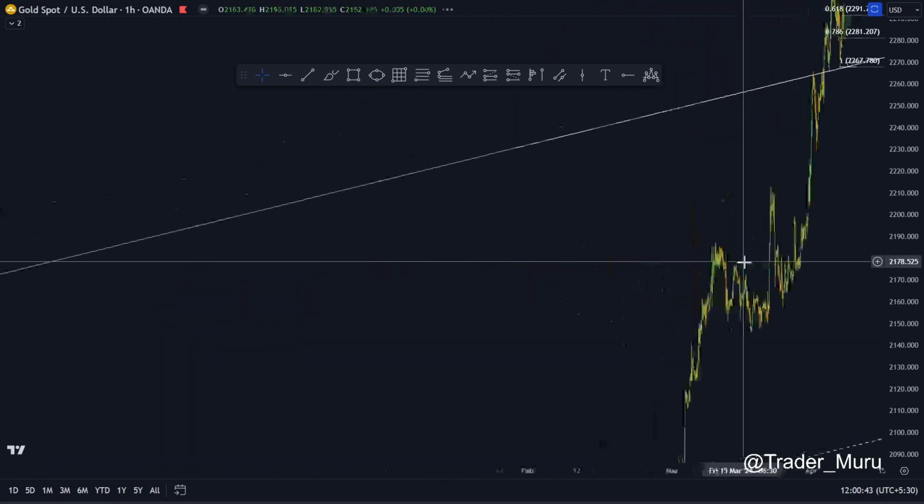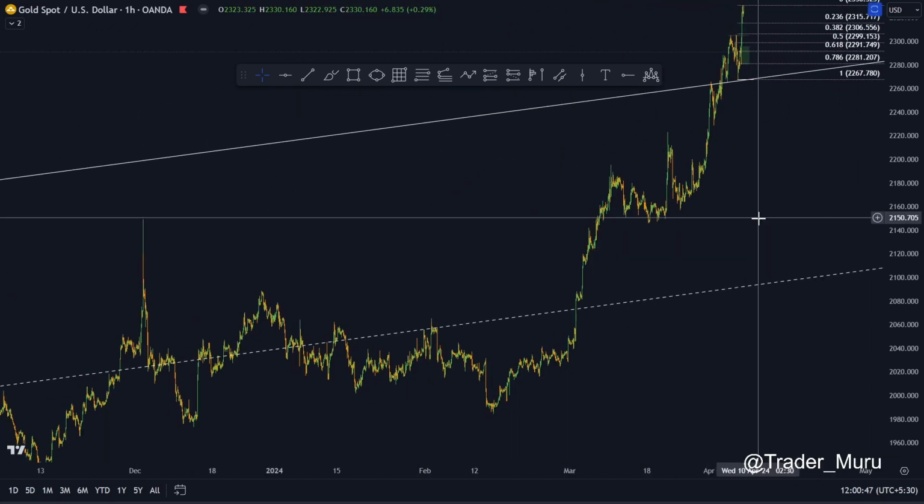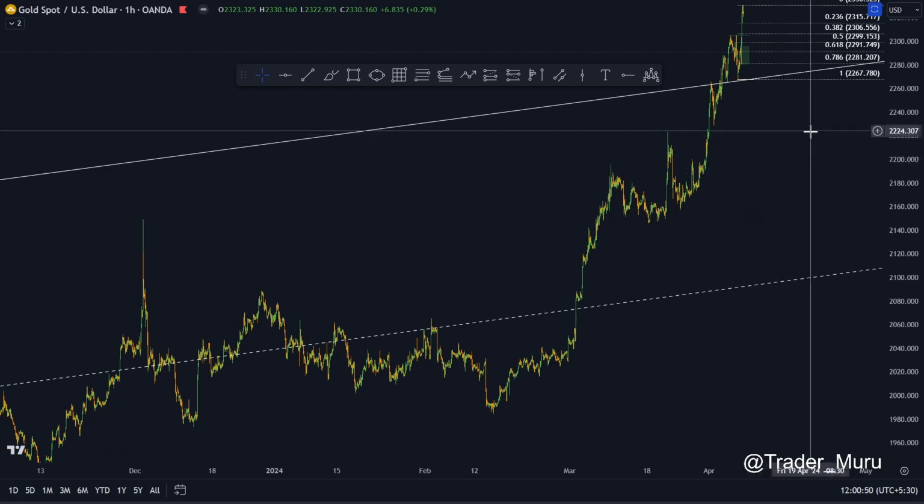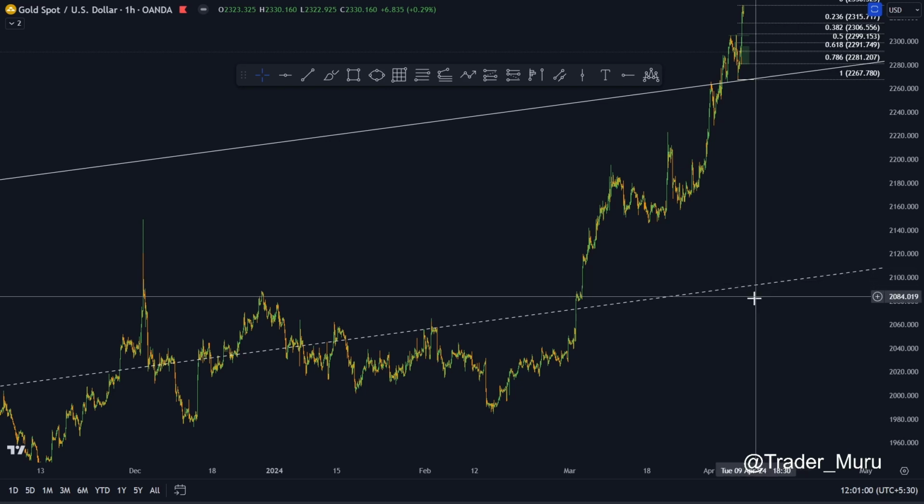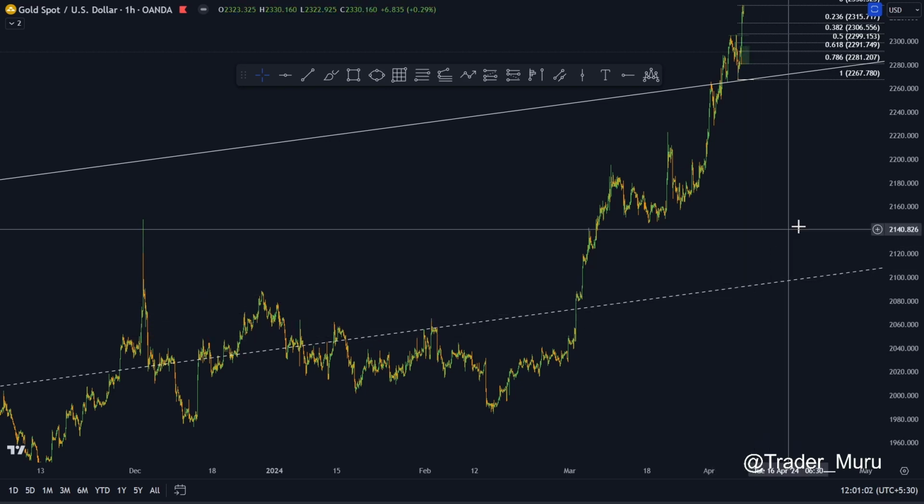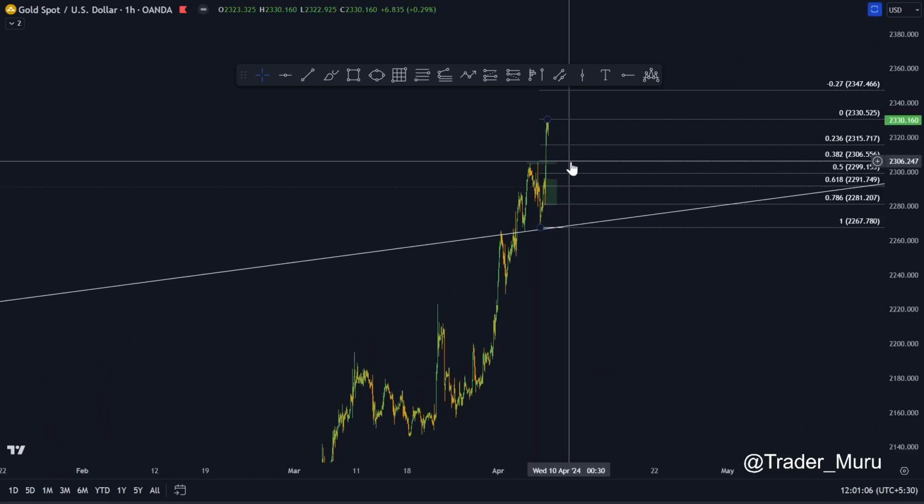And if the correction happens, then we can expect a tap at this pending high first, of 2224, and our main level of 2078 over here. Firstly, wait for retracement, buy at bounce.